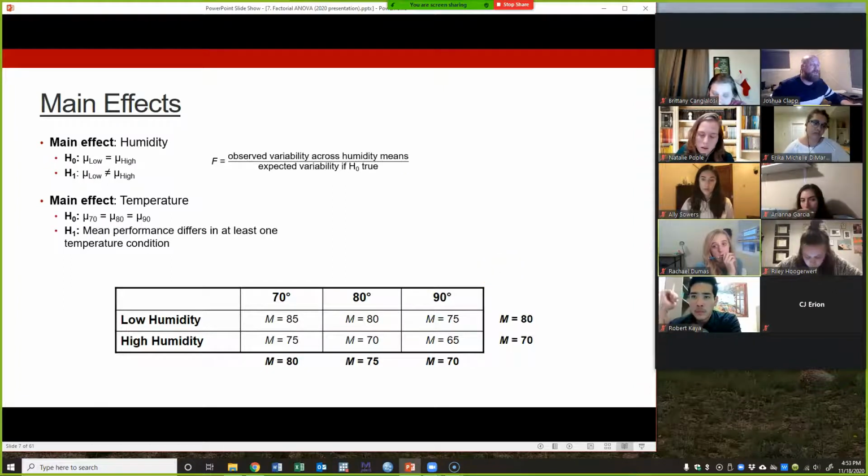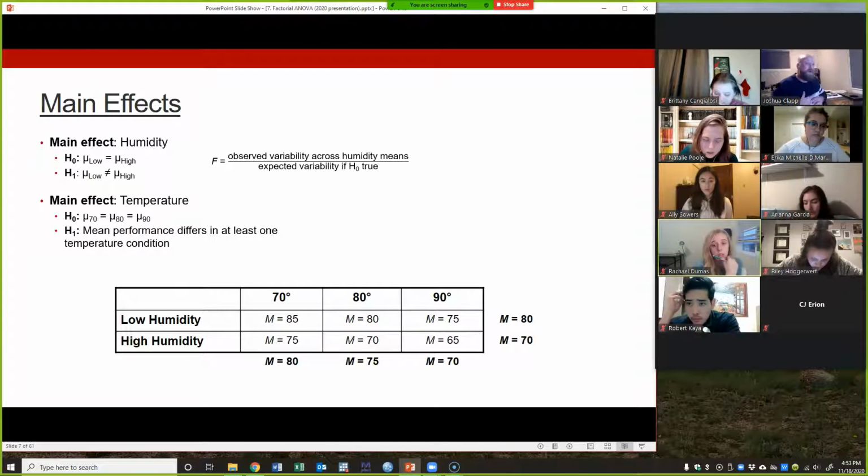I also have a main effect of temperature. My null hypothesis here is that people performing at 70, 80, and 90 degrees are all going to be equal in terms of performance. So my alternative hypothesis here is that performance is going to differ in at least one condition. Okay. Here I don't have a specific alternative hypothesis. I'm just saying that performance is going to differ somewhere along this range.